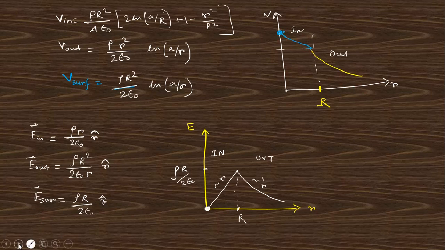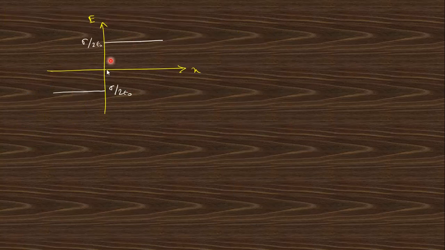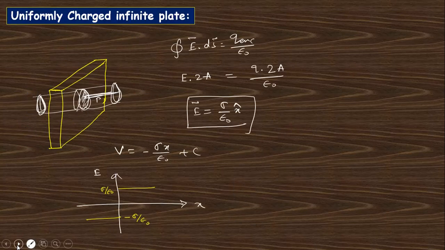This is inside and this is outside. In the case of a uniformly charged sheet, the electric field will be constant, and for a plane sheet the electric field is also constant. That means the electric field does not depend on how far you are from the sheet. That means the electric field is independent of r.